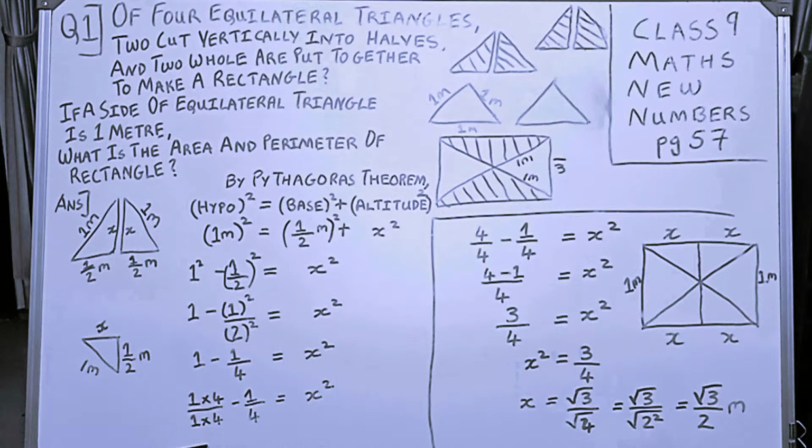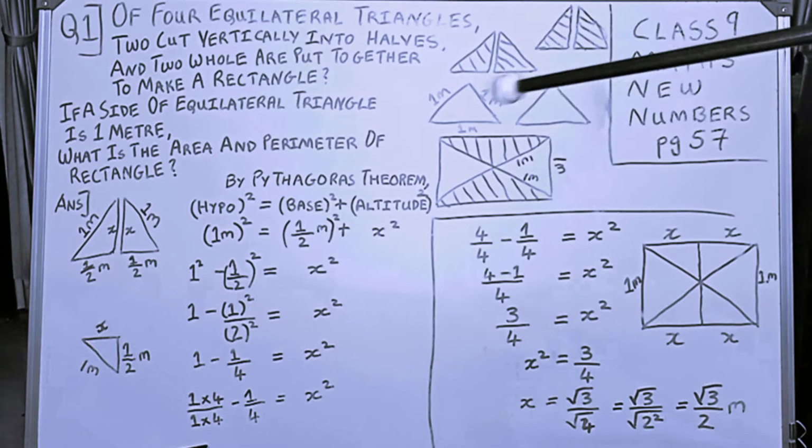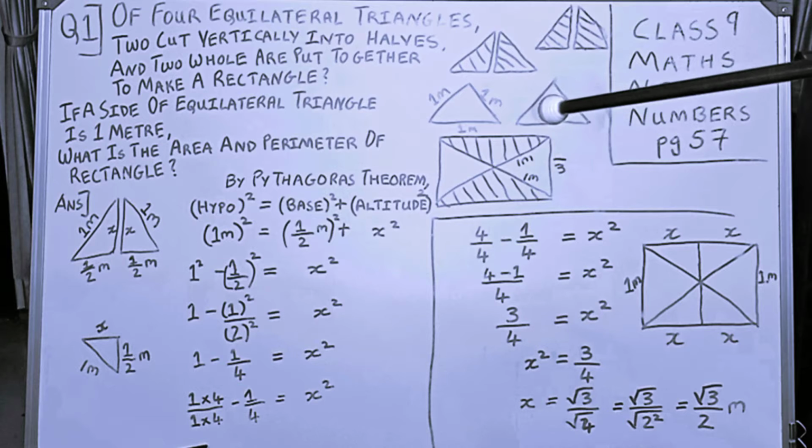The first triangle is split into two halves. You can see over here, this triangle is split up into two vertical halves. This is vertical, this is horizontal. So we have split it into two vertical halves. There are another two triangles which are not split. That is also an equilateral triangle.